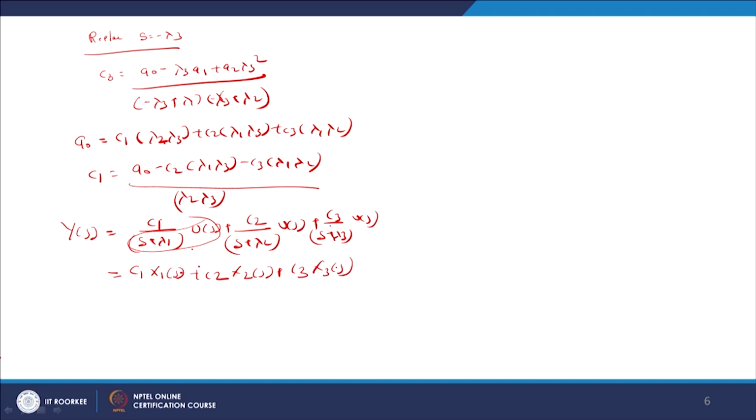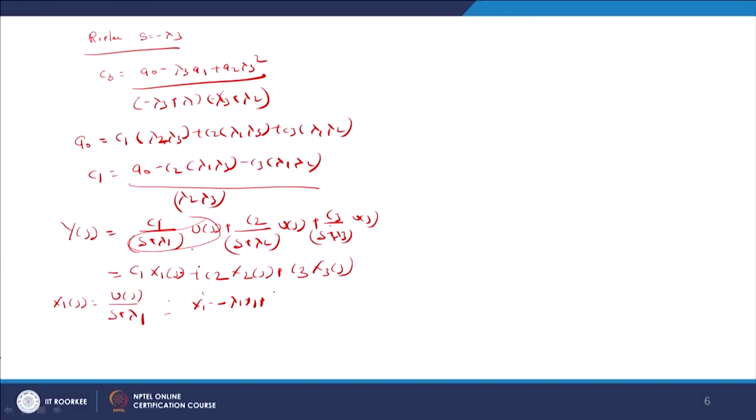And what is x1 of s? So x1 of s equals u of s by s plus lambda 1. Now what to do further, because it is in the s domain and we require it in the time domain. So here we will apply the inverse Laplace transform. So when we apply the inverse Laplace transform, what will happen? We will get s into x1 of s, that is x1 dot, equals minus lambda 1 into x1 plus u.